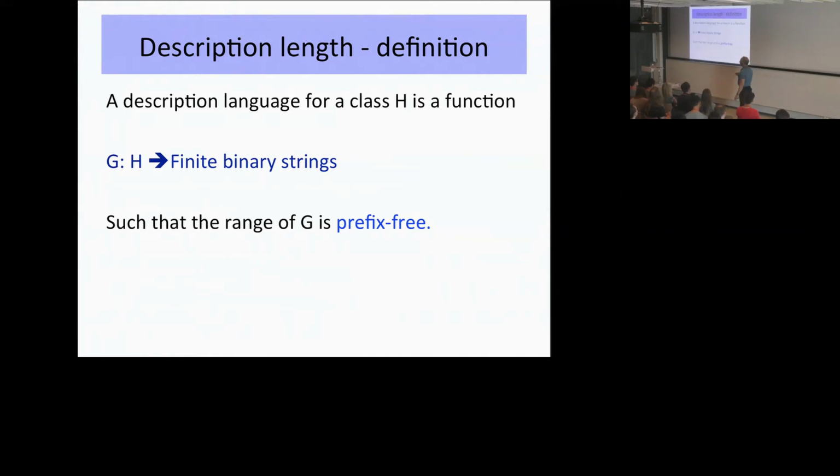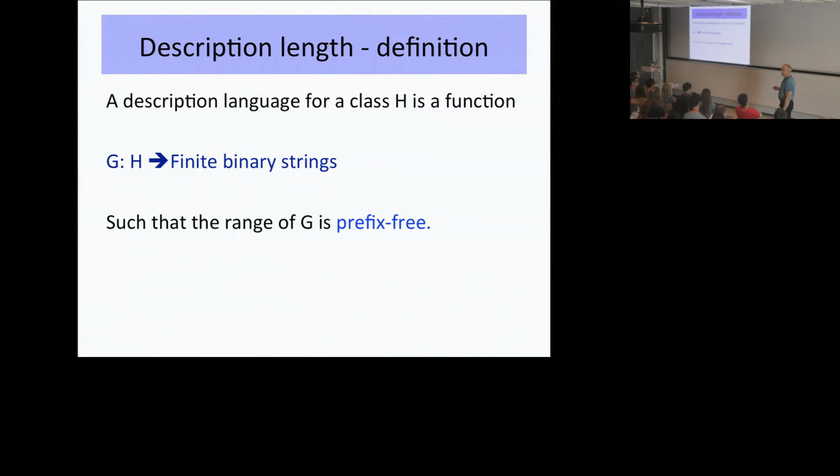I have a class of hypotheses, and I have to pick a language to describe my hypotheses. So we are doing computer science. At the end of the day, every description is just a binary string of zeros and ones. So picking a description language is picking a function that maps every h to a string of zeros and ones. So every explanation, I will encode it as a string of zeros and ones. And the only requirement I impose on this language is that it is prefix-free.